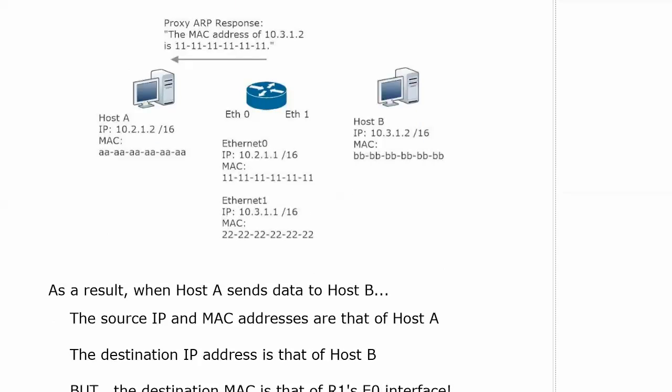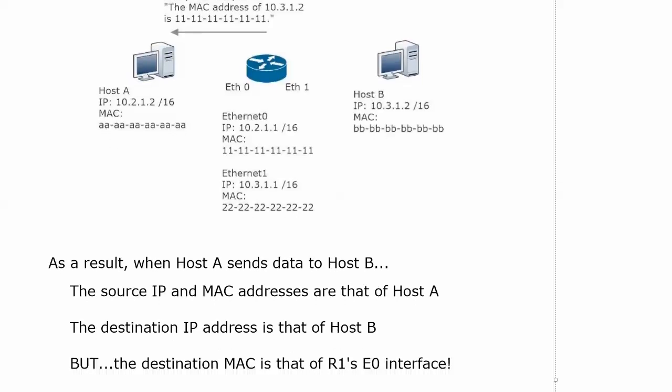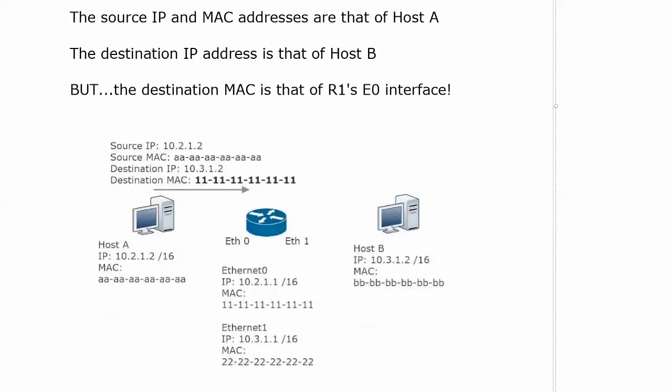And here's exactly what happens. Proxy ARP response going back from the router. And here's what happens as a result, and why you can get some results that look a little odd. Now, as a result of this, host A, of course, in its cache would put the mapping in there, no problem there. And now when host A sends data to host B, the source IP and MAC addresses, they are that of host A. The destination IP address is that of host B, you would expect that, but the destination MAC address is that of router 1's E0 interface.